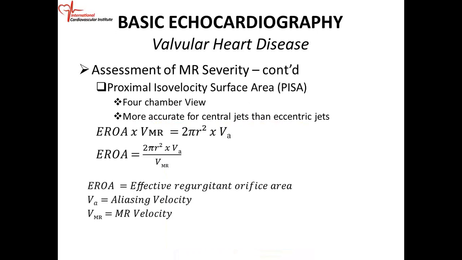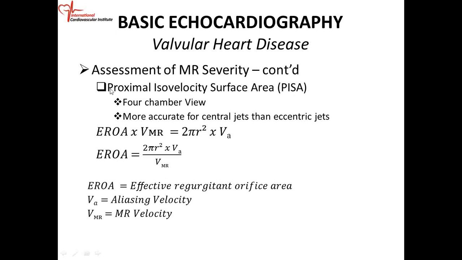All right, I went over this in explaining the vena contracta. Again, the PISA method of assessing mitral regurgitation. This is what you're going to get. You're going to get a couple of questions on this, so you need to know it. PISA stands for proximal isovelocity surface area.